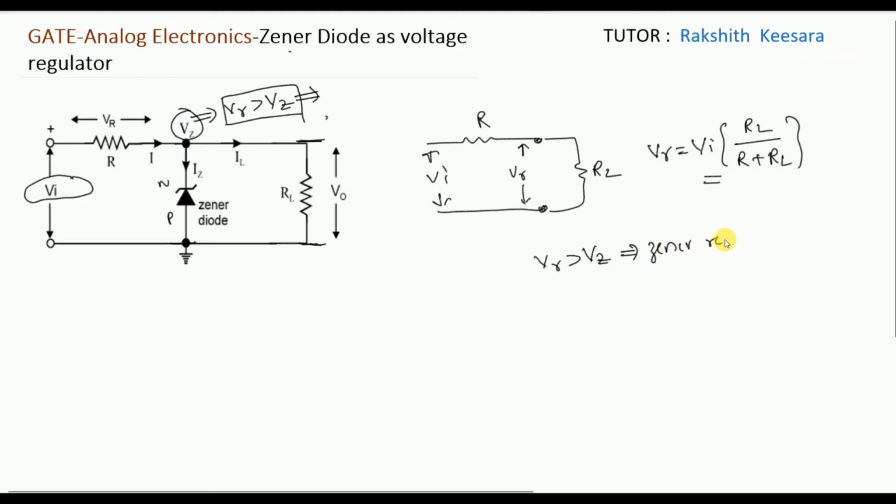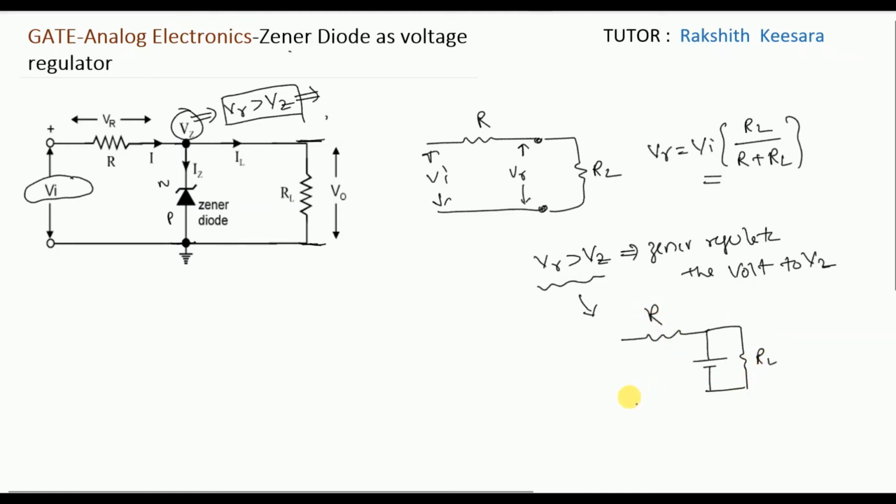So whenever Vr is greater than Vz, Zener will regulate the voltage to Vz. So whenever Vr is greater than Vz, what is the equivalent circuit across Zener, guys? Since Zener is pointing in this direction, the equivalent circuit is like this. This is the load resistance, let it be source resistance, and Vi. So this is the equivalent circuit of Zener and this voltage is Vz.